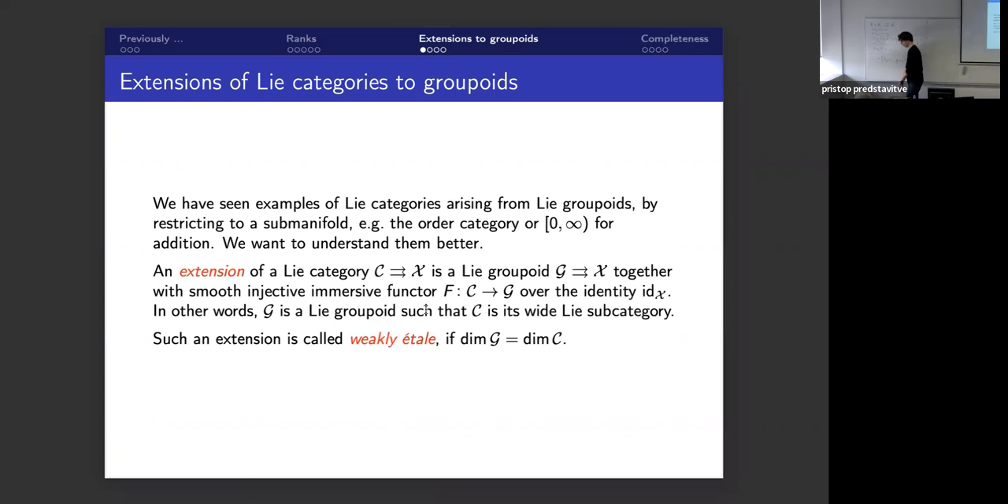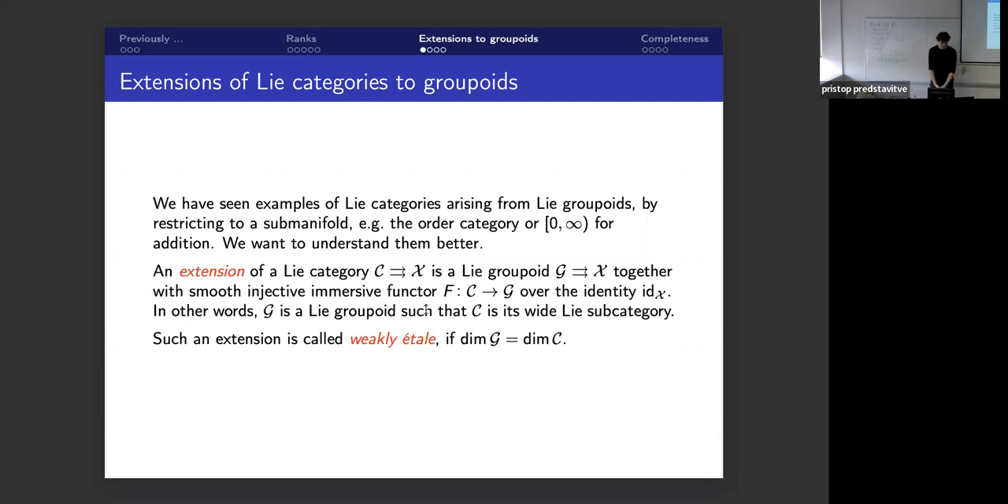So, we henceforth define what an extension is of a Lie category. It's just a Lie groupoid together with a smooth injective immersive functor over the identity. So on the object space, we just leave everything as is. And on the morphism space, we injectively immerse the morphisms of a Lie category into our groupoid. So in other words, this just means that G is a Lie groupoid and C is its wide Lie subcategory. Wide means precisely it has the same objects.